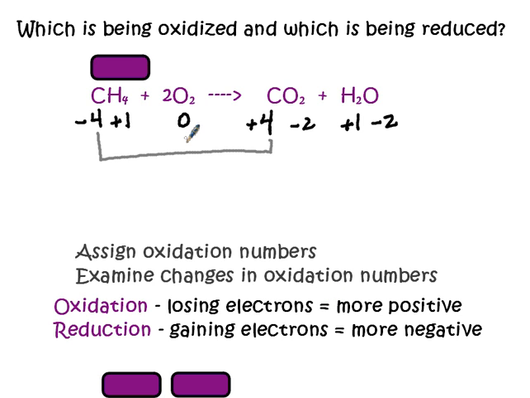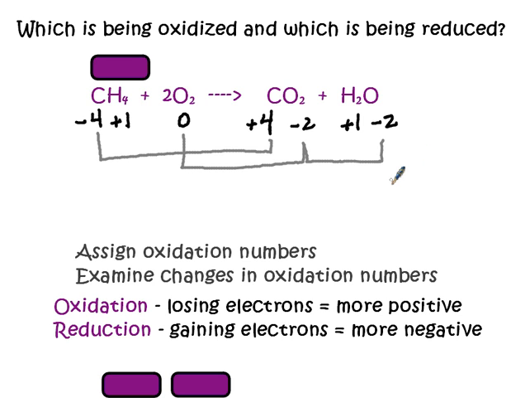And anytime there's a pure element in something, it's obviously going to be either oxidized or reduced, because the only time it's going to have 0 for its oxidation number is when it is a pure element. So over here on this side, doesn't matter which one you look at, both of those oxygens have gone from a 0 to a -2, and so they're gaining electrons because they became more negative. That means they're undergoing reduction.